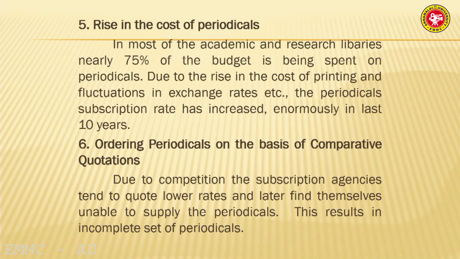Then the next one is the rise in the cost of periodicals. It is a fact that the cost of most periodicals doubles every two years. This creates a problem because of inadequate funds, or the same fund allotted every year by the authorities. Then the sixth one is ordering periodicals on the basis of comparative quotations. We get quotations from different suppliers and send the order to the lowest quoter, but they are unable to send the material because of rate fluctuation. That also creates a problem.